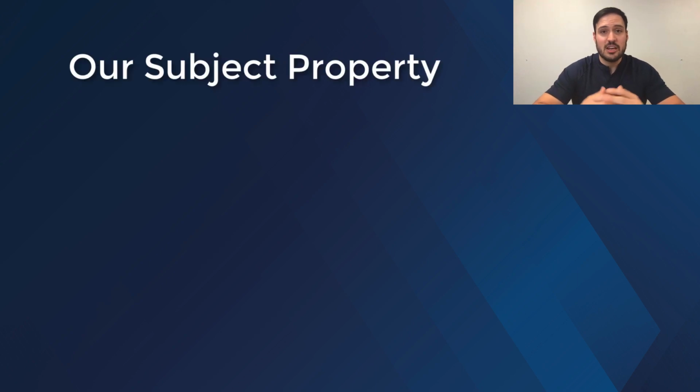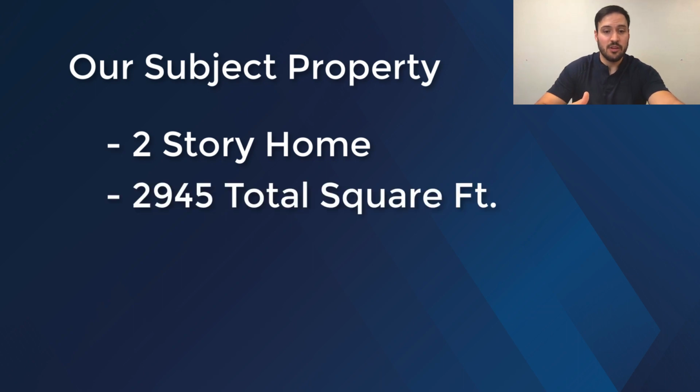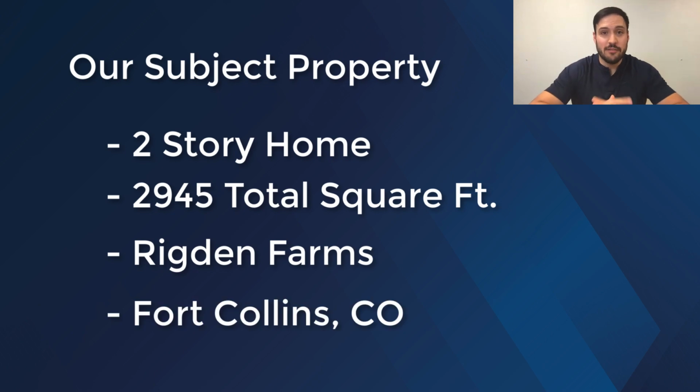So step 0, before we even start the visual pricing process, we have to actually have a home to price. So for today's example that we're going to walk through and show you this actual 9-step process, here are the details of the home we will be looking at. First off, this house is a 2-story home that is just under 3,000 square feet, and it is in a neighborhood of Fort Collins called Rigdon Farms.